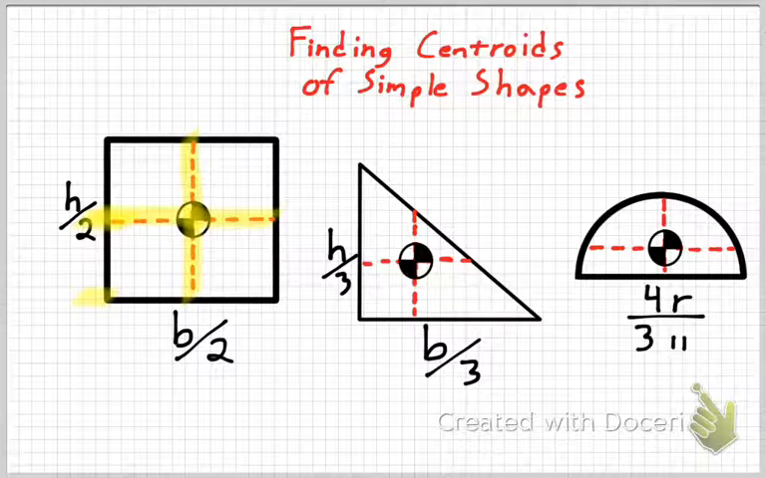For a triangle, it's 1/3 of the base, 1/3 of the height. For a half circle, it's 4r over 3 pi. I lost my symbol there apparently. So these are different ways to find the centroids of simple shapes. Now the half circle over here looks a little bit weird, but if you think about it, this 4r over 3 pi only gives you in the height how far up the centroid is. On a half circle, it'll always be balanced left to right, so it'll always be in the middle of the entire shape.